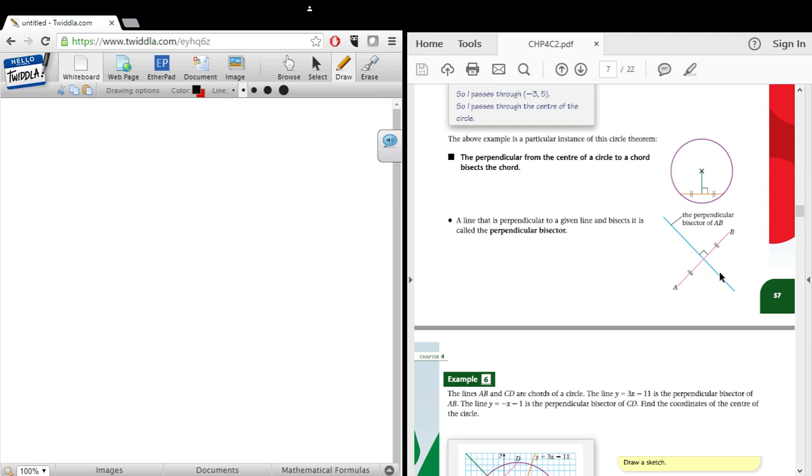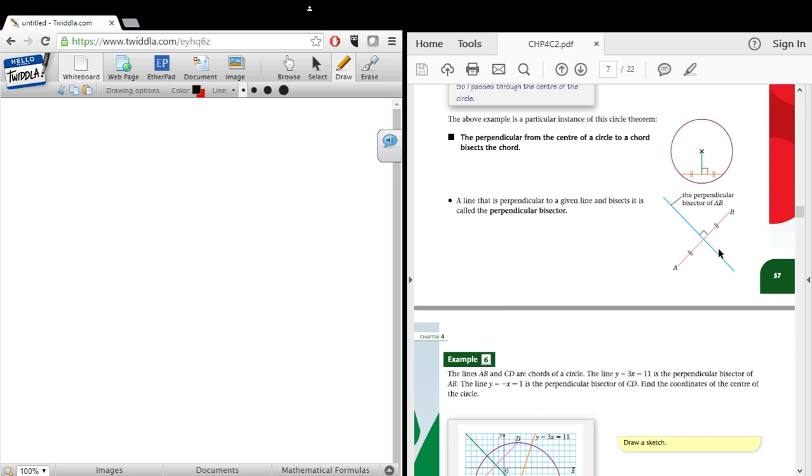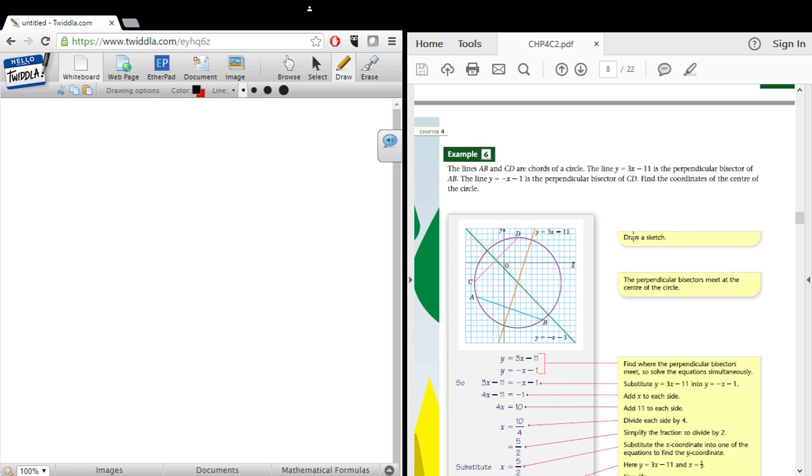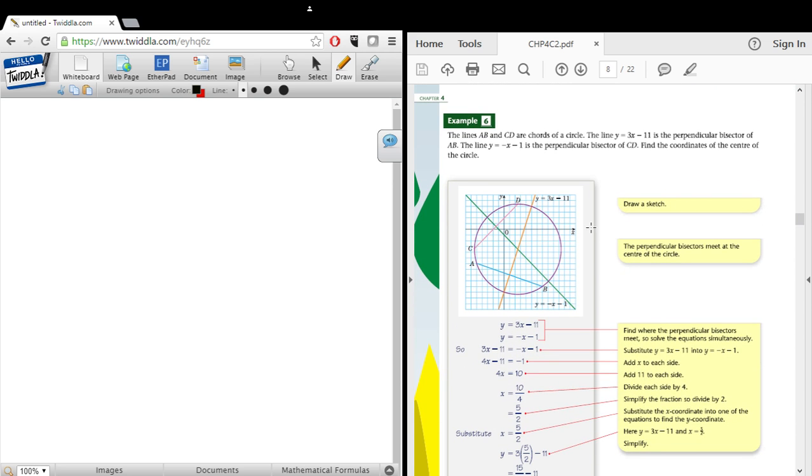So the perpendicular bisector, you see it's perpendicular, it represents this green line here, but it's blue here. It's a right angle, this one's a right angle, and this is the chord, or the line AB. And so now you can start to see some of the geometry come to play. So the lines A, B, and C, they are chords of a circle.